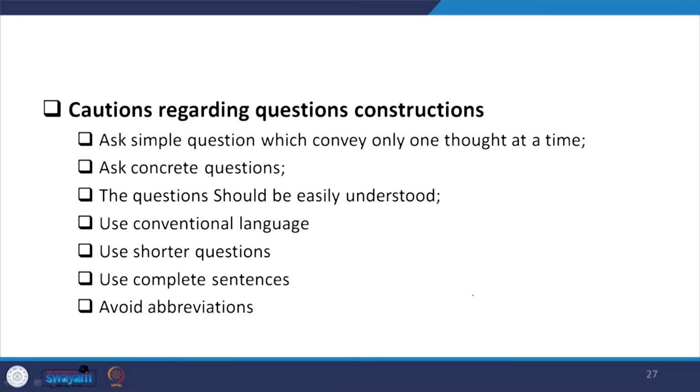Some of the rules you must follow regarding question construction: ask questions as simple as possible, which convey only one thought at a time. Ask concrete, to the point questions. Questions should be easily understood. Use conventional language, shorter questions, very short form questions. Use complete sentences also, and avoid abbreviations. Abbreviations must be given in full for clarity.